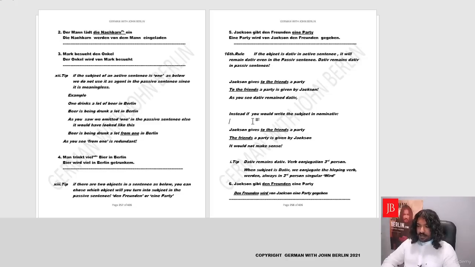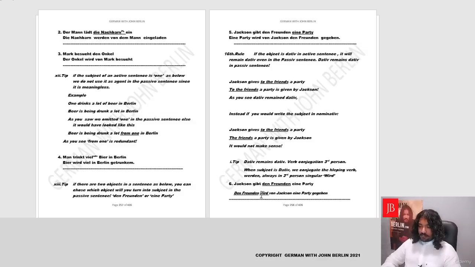Yes. And when you conjugate the verb werden, you will conjugate it in third person singular. What do I mean by that? Let's have a look. The sentence says basically Jackson gibt den Freunden eine Party. The highlighted word is den Freunden. It's dative. As per the rule, dative remains dative. So when we made it into the subject, it remains den Freunden. I did not write die Freunde in nominative, because I wanted it to be to the friends.